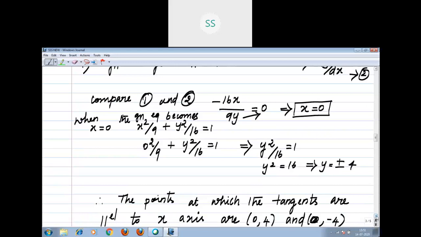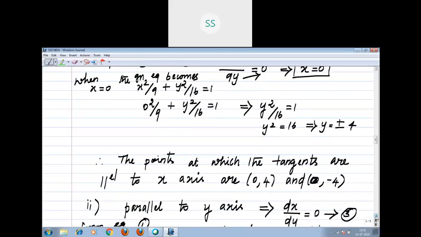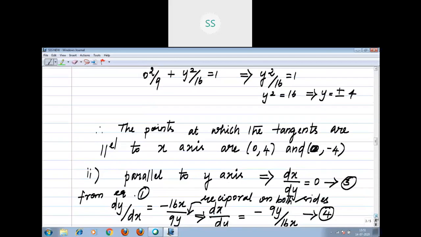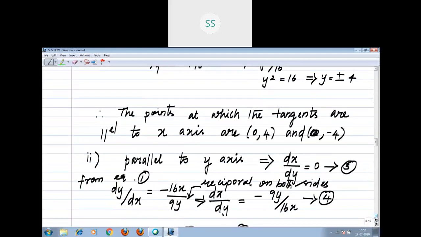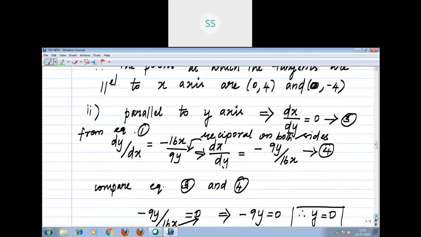The points at which the tangents are parallel to x-axis are x is 0, y alone is different, 4 and minus 4. Next subdivision is parallel to y-axis. That means dx by dy equal to 0. Already you found dy by dx equal to minus 16x by 9y. When you take a reciprocal, you arrive at dx by dy, that is your minus 9y by 16x.